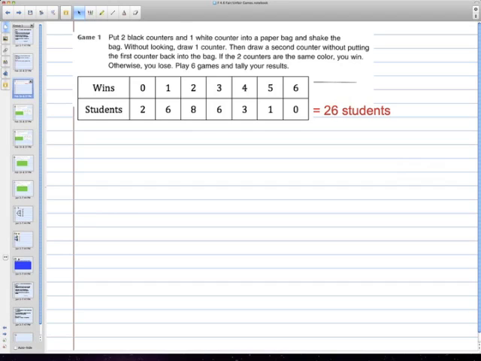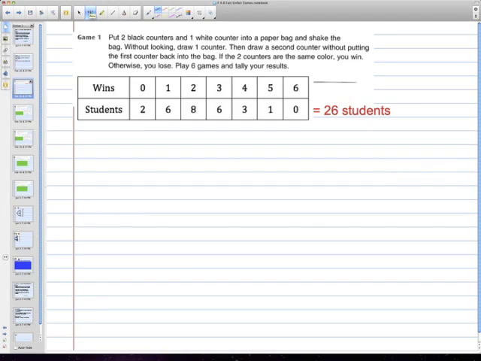First example, I want you to imagine two black counters and one white counter that are placed into a bag. Without looking, you'll draw out a counter, then draw a second counter out without putting the first counter back into the bag. So if the two counters are the same color, you win. Below you can see the results of a class of 26 students. We need to find the total number of wins.